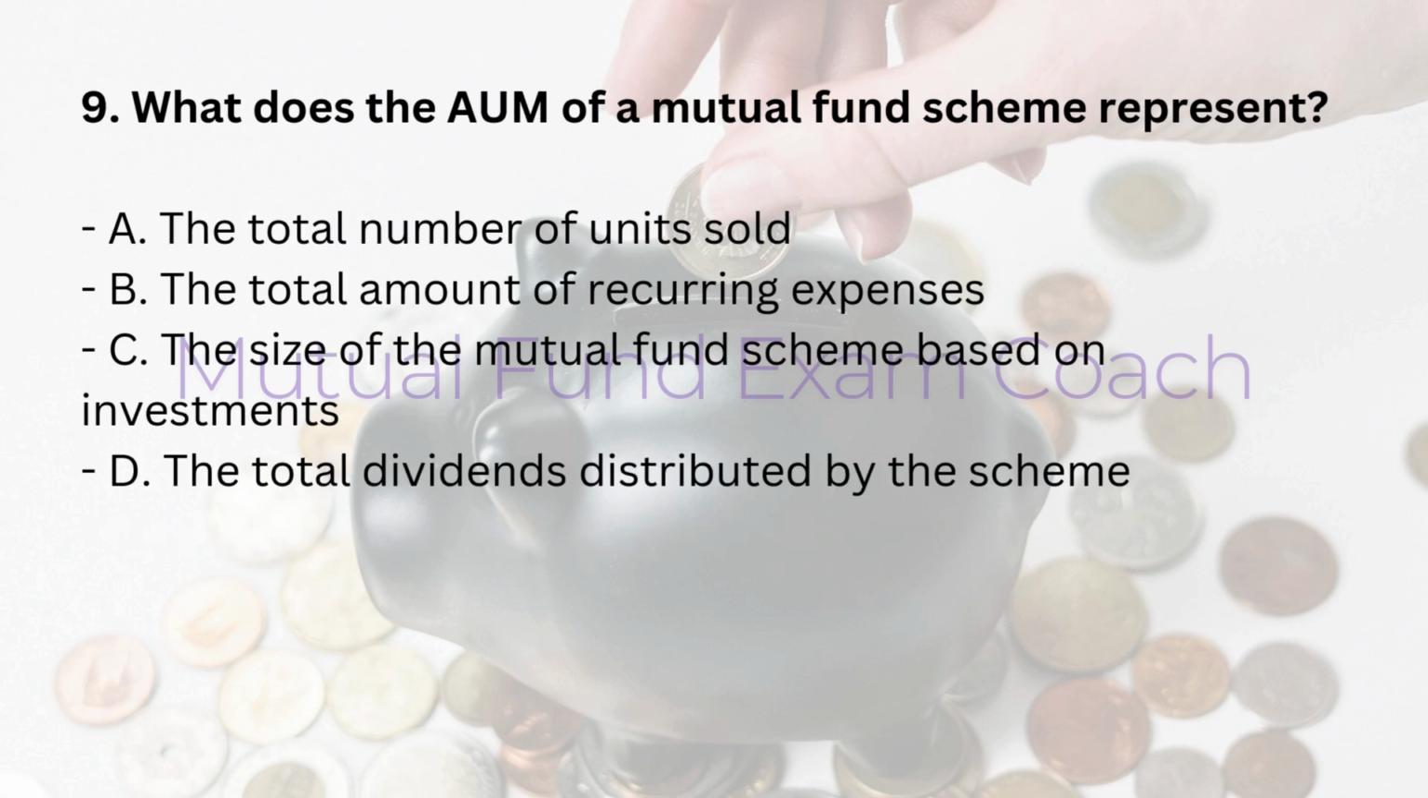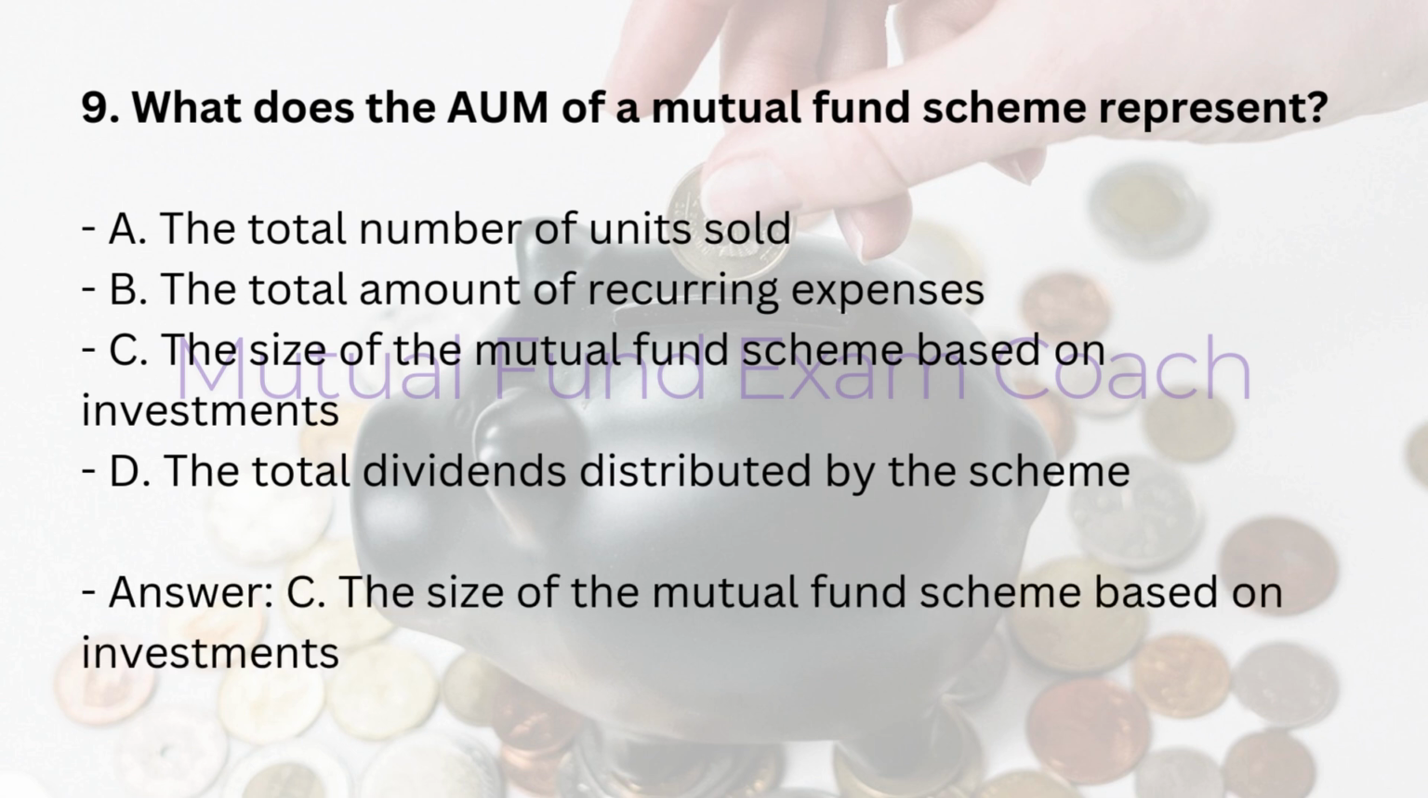9. What does the AUM of a mutual fund scheme represent? A. The total number of units sold. B. The total amount of recurring expenses. C. The size of the mutual fund scheme based on investments. D. The total dividends distributed by the scheme. Answer: C. The size of the mutual fund scheme based on investments.